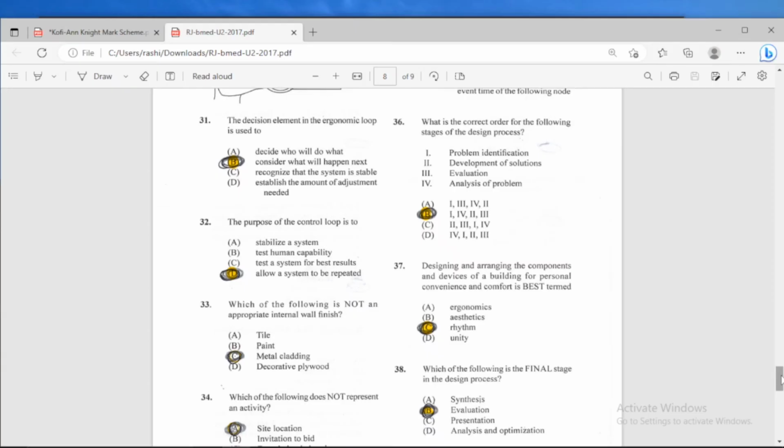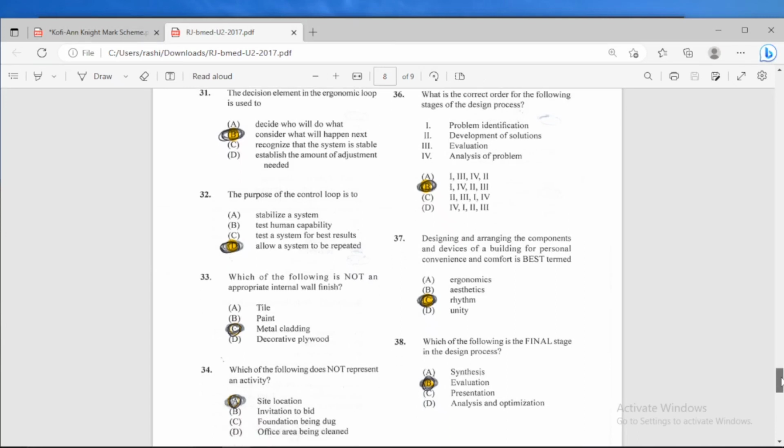Ergonomics speaks to how we design things for the human body, especially in an office setting, so how we set up the monitors and the chairs and the desks and so on. What rhythm speaks to is how you arrange the different devices and elements in a building so that it flows based on personal convenience and so on. So the answer here would be rhythm.